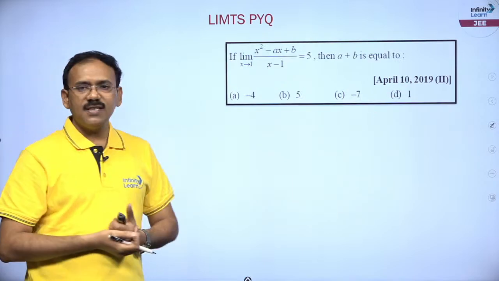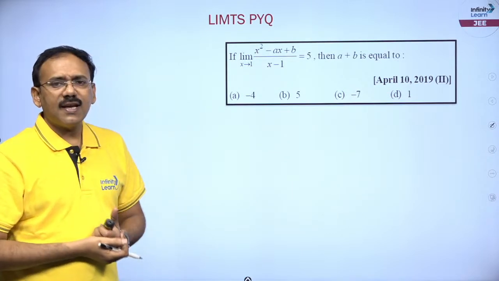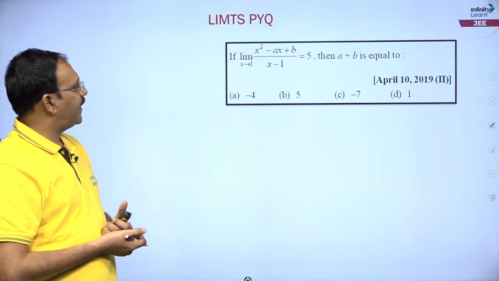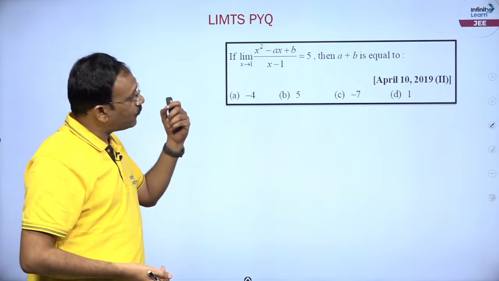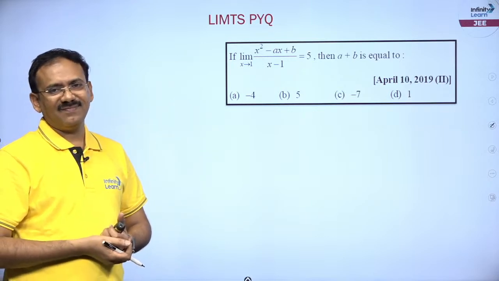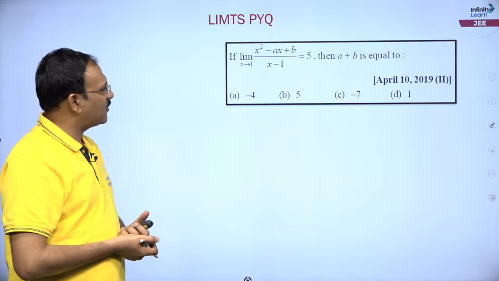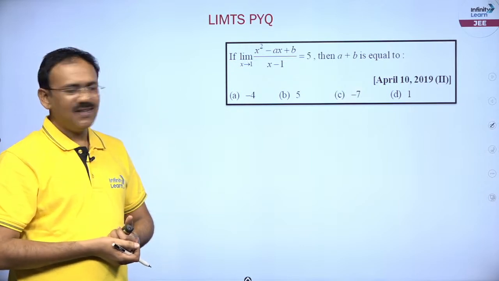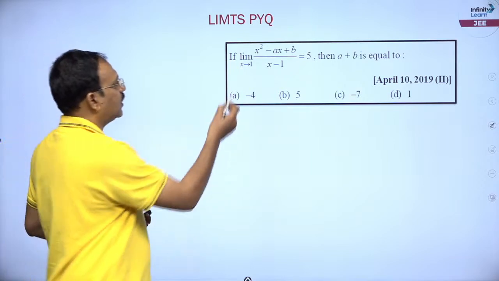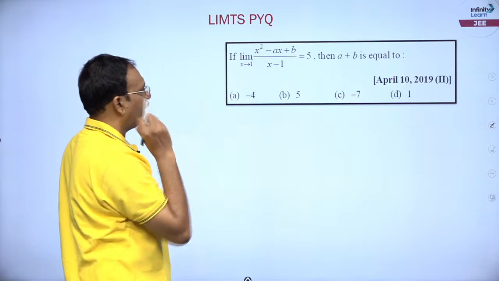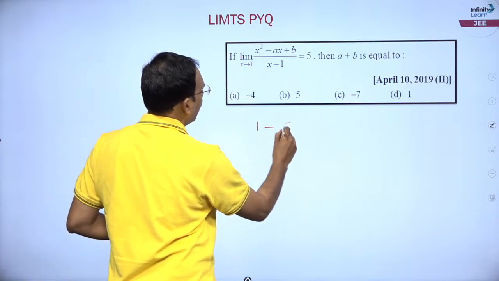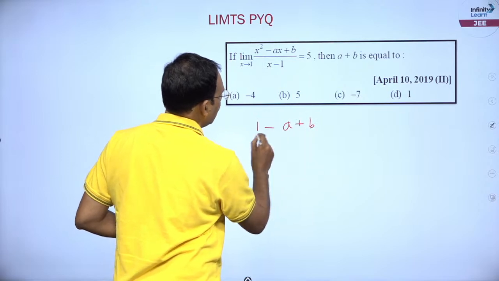Yeah, you see this question? Limit x tends to 1, x square minus ax plus b by x minus 1 is going to be 5, find a plus b value. Okay. How do you feel about the question? Difficult? Undoubtedly not. First step, for this kind of question, if you put x is 1, what will you get in the numerator? 1 minus a plus b by 0.